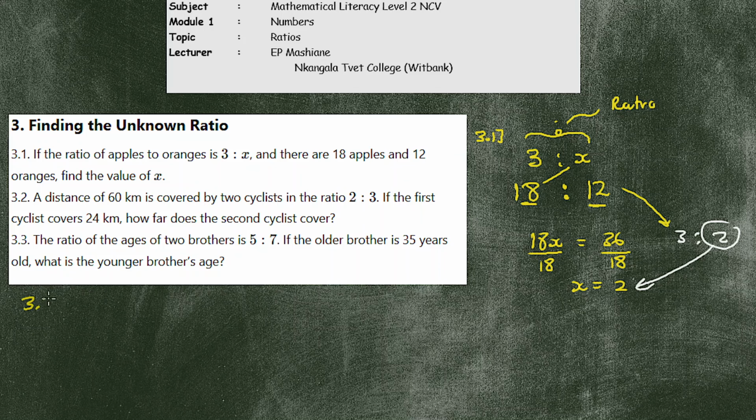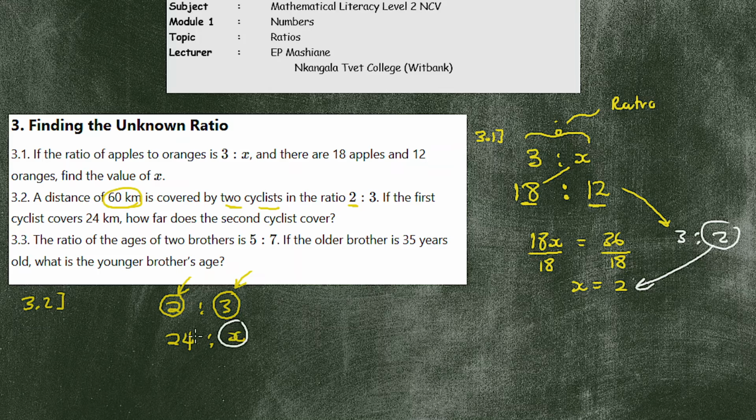Okay, so 3.2, I have a ratio of what? 2 to 3. So 2 cyclists cover the distance of 60 by the ratio of 2 to 3, right? So the first cyclist covers by a ratio of 2, and then the second one covers by a ratio of what? 3. So if the first cyclist covers 24, I'm gonna place a 24 here. How far does the second one cover? We don't know. I'm gonna place an X.